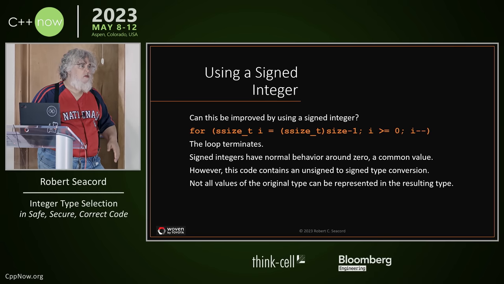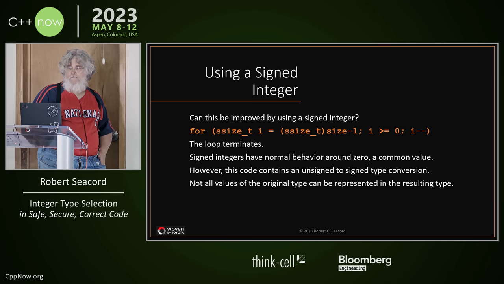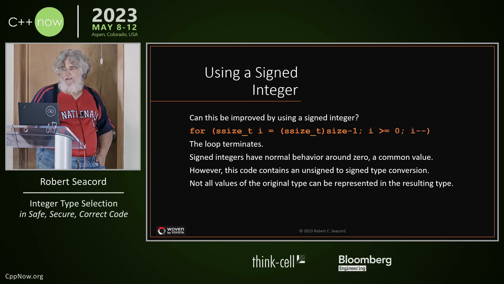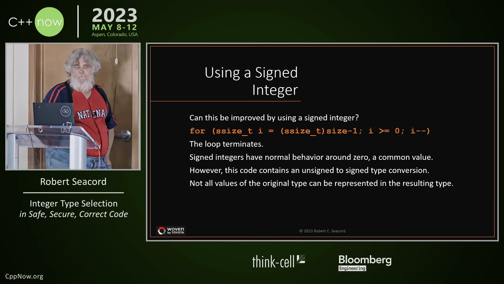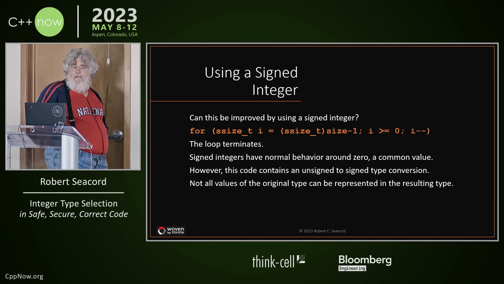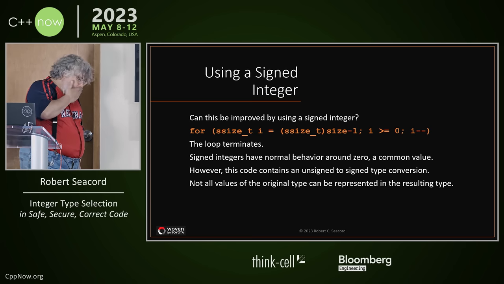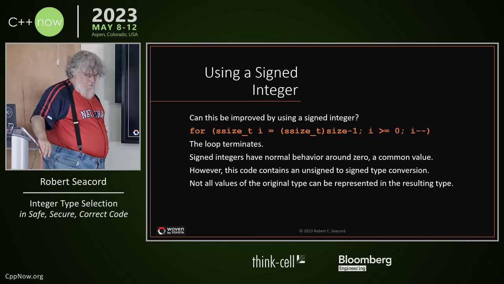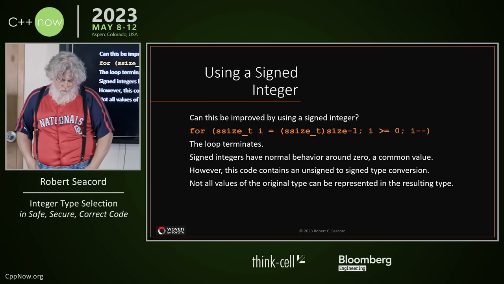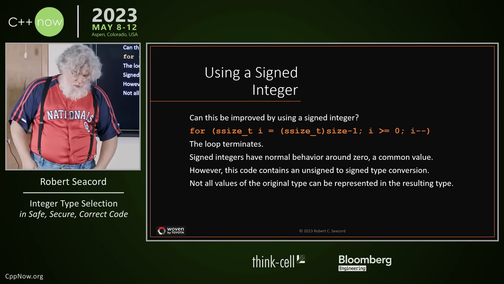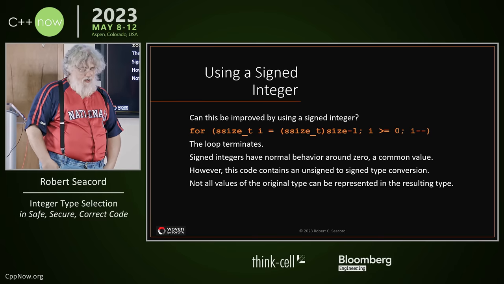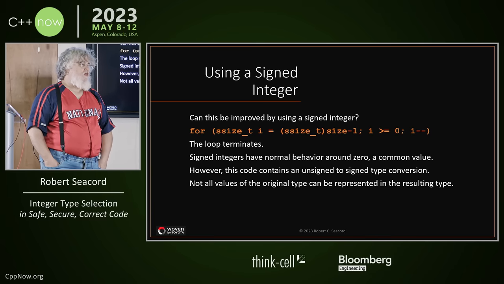Yeah? So if that's the size coming from an actual container, then you would need to be able to take the difference from the last and the first and store that in a ptrdiff_t. Yep. So wouldn't that never be possible to produce an invalid value, as long as the size_t was actually the size of the structure? I think, I don't know. I'll give an answer and then we can argue about it.